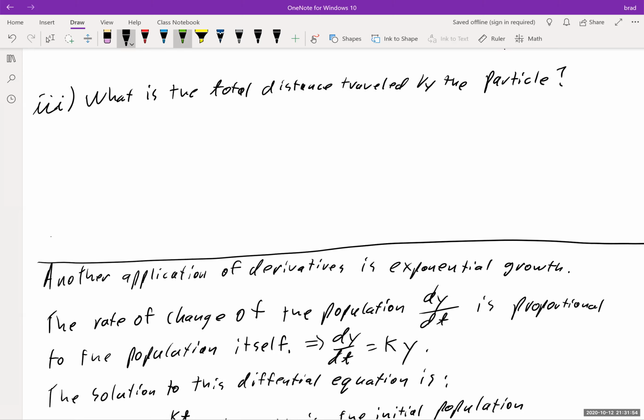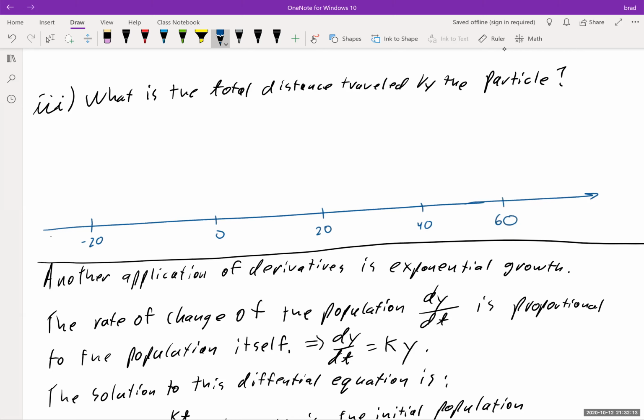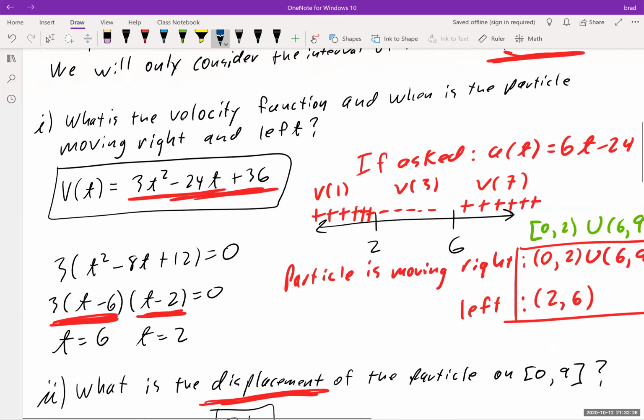Okay, so let me draw this. I'm gonna put some values here: negative 20, 0, 20, 40, and 60. What we need to figure out is how far did the graph go in the right direction, and then how far did it go in the left direction? Because remember, we figured this stuff out right here.